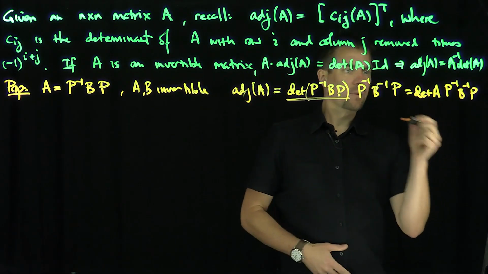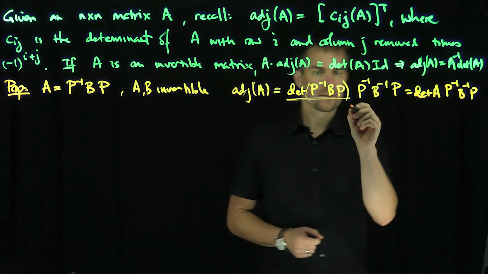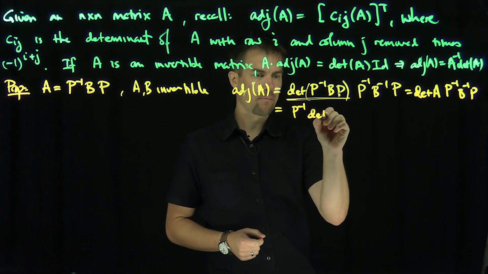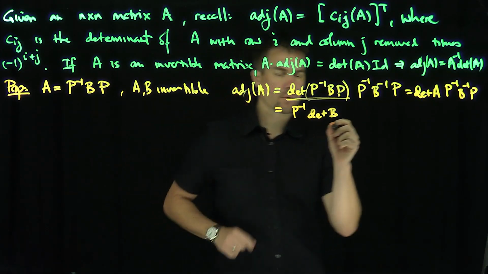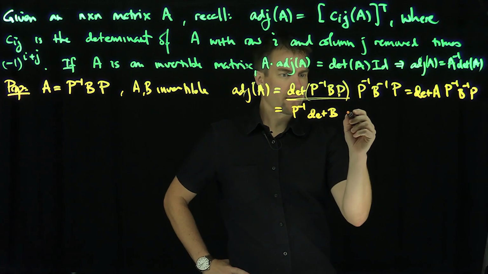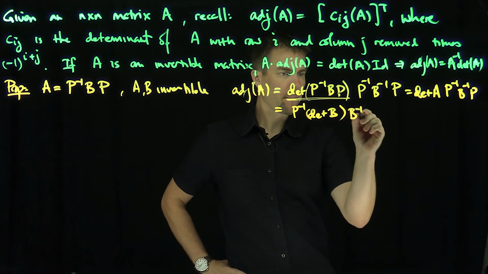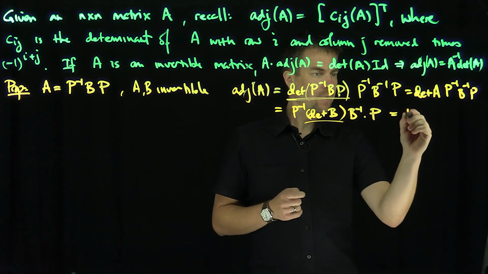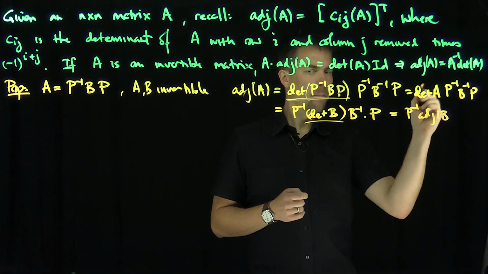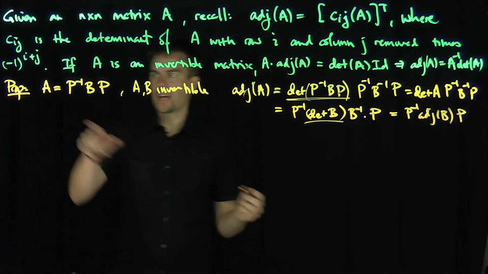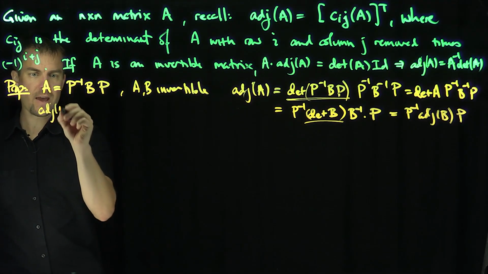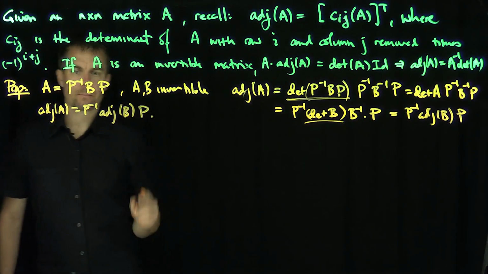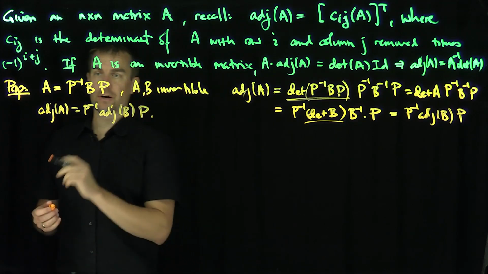So now the determinant of A and determinant of B are the same by this formula, so I can write this as P inverse, then the determinant of B times B inverse, and then P. And in other words, that's just the adjugate of B. So this is P inverse adjugate of B times P. So if we have this relationship, then the adjugate of A is P inverse adjugate of B times P. That's the rule for adjugates under similarity.